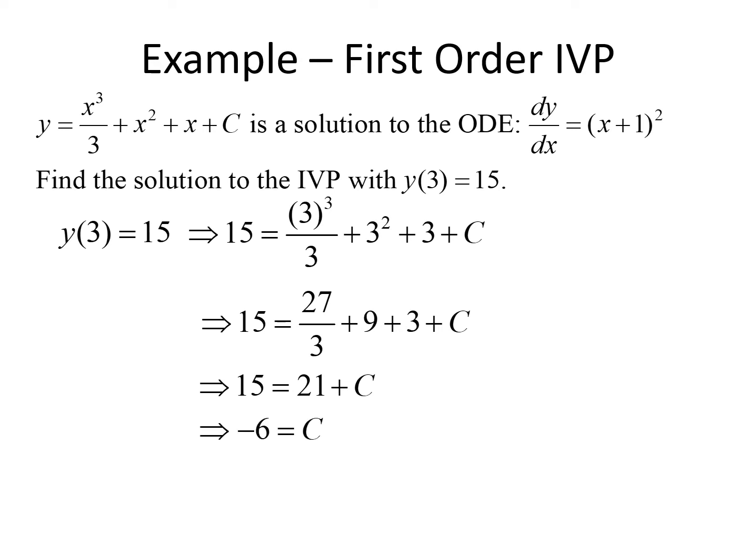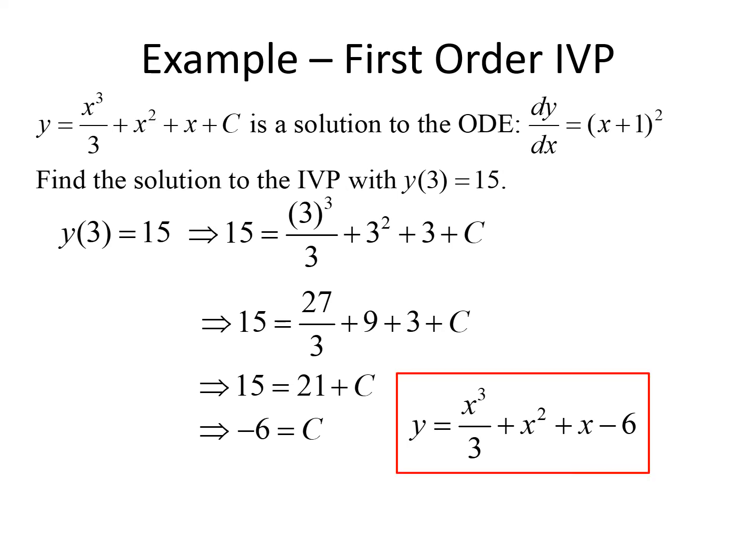And again, it's not enough just to find that value of c. You have to take that and plug it back into the solution to find your solution for the initial value problem. So we'll take y equals x cubed over 3 plus x squared plus x minus 6, and that'll be our solution for this initial value problem.